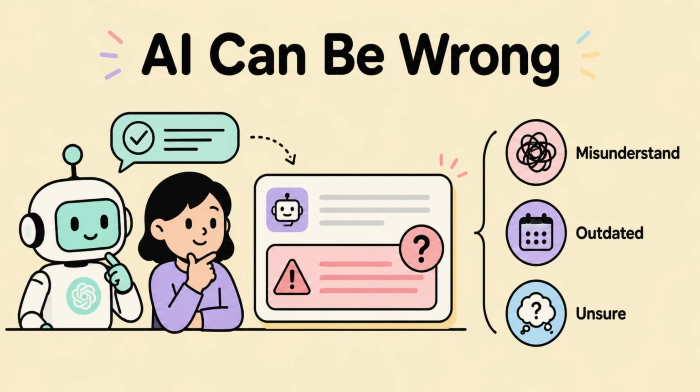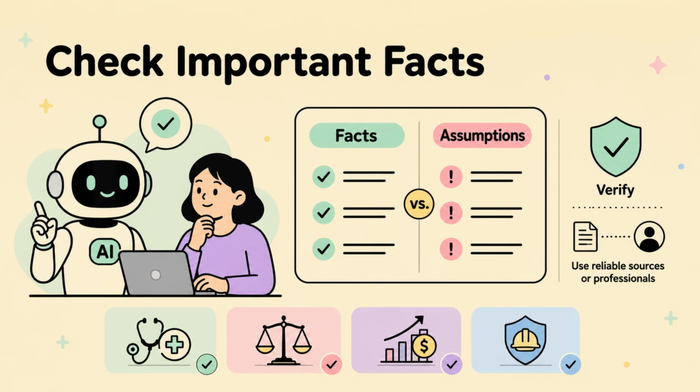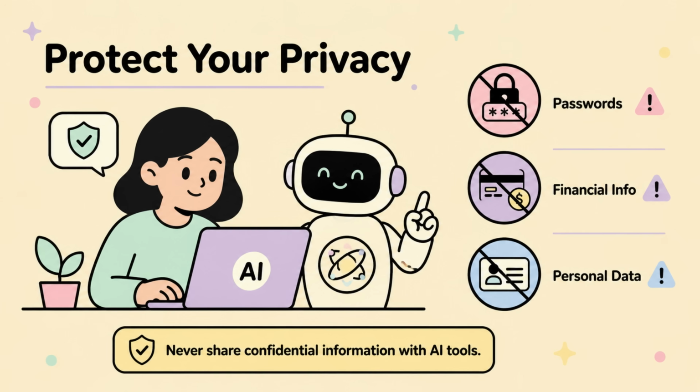One final reminder, even a good prompt can produce a wrong answer. AI may misunderstand your request, use outdated information, or sound confident when it is unsure. For important topics, ask it to separate facts from assumptions, mention uncertainty, and avoid inventing sources. Always verify medical, legal, financial, or safety related information with reliable sources or qualified professionals and protect your privacy. Never share passwords, financial details, or confidential personal information with an AI tool.